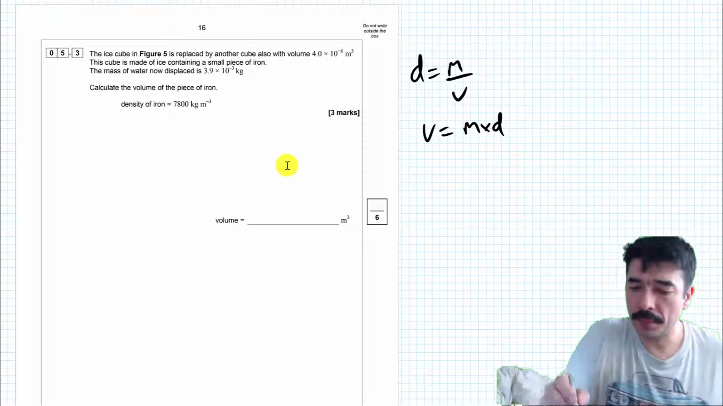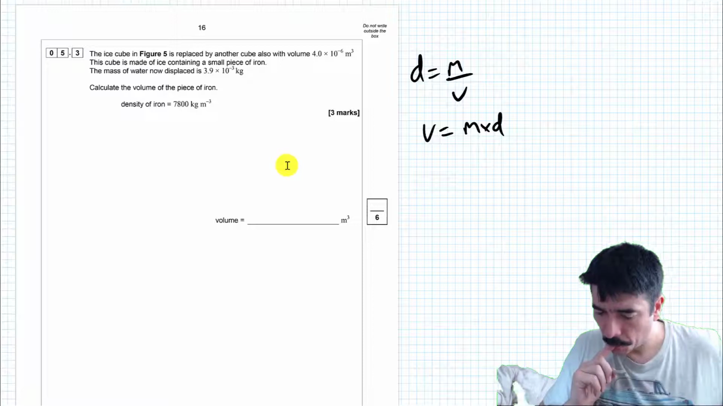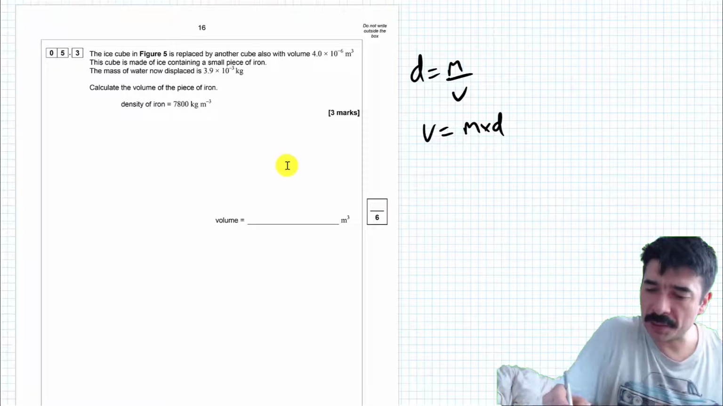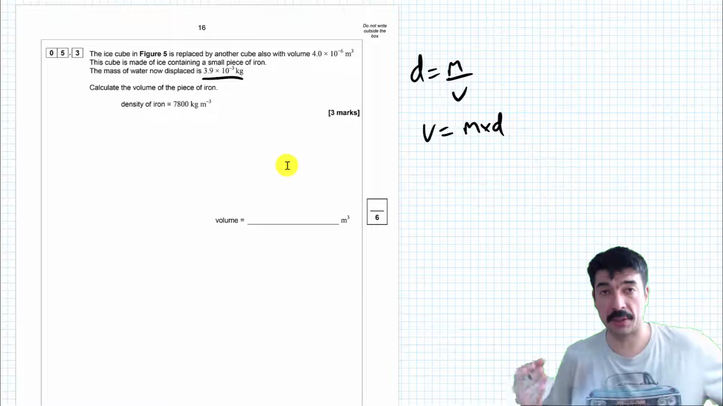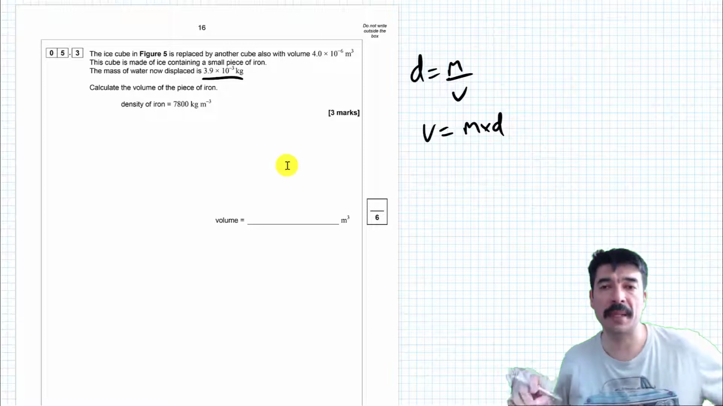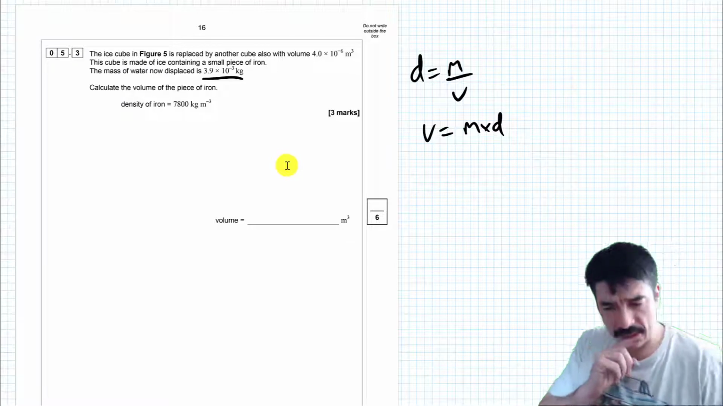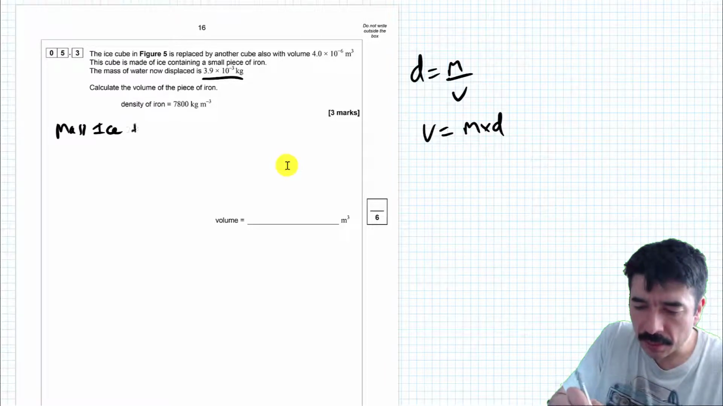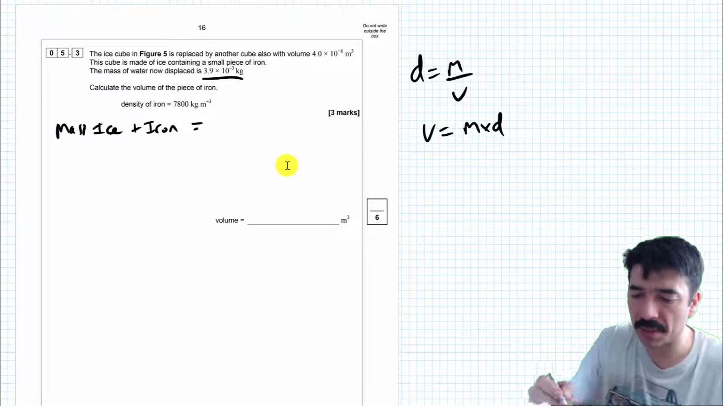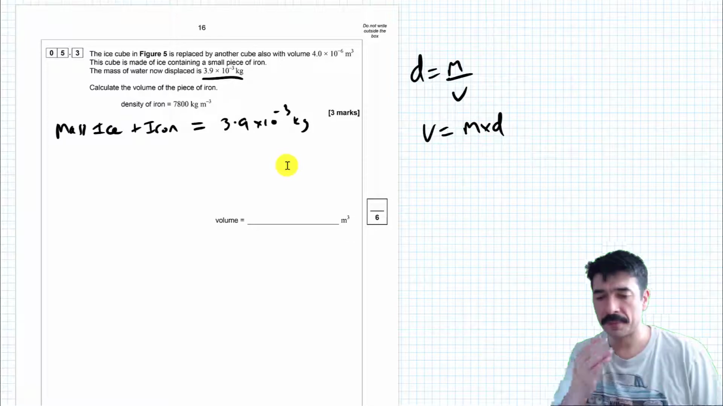We know that we have had this much water displaced, right? So since the weight of the water displaced will be equal to the weight of the object doing the displacing, it should also be true that the mass of the water displaced should be equal to the mass of the object doing the displacing from the previous question. So I know that the mass of the ice plus the iron combined must be equal to 3.9 times 10 to the minus 3 kilograms.